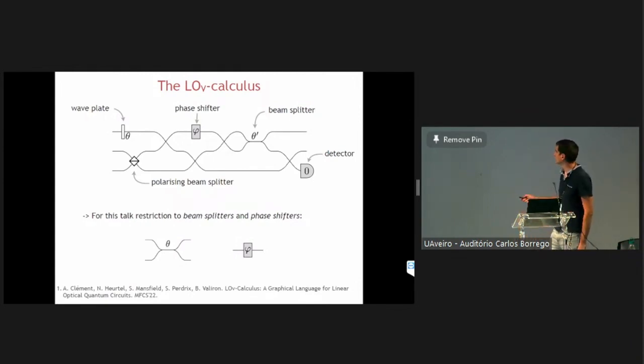So here we have an example of circuits made of various generators that you can use in optical quantum computing: wave plates, phase shifters, beam splitters, polarizing beam splitters, and so on. For this talk, we will focus just on a fragment of this, and we will consider only beam splitters and phase shifters, okay? If you are interested in the other generators, please have a look at the paper. You will see that all the results that I'm going to talk about can be generalized to the other generators.